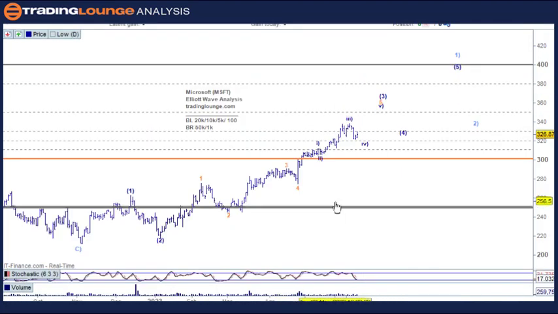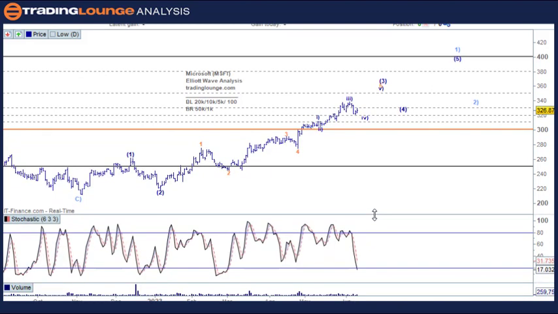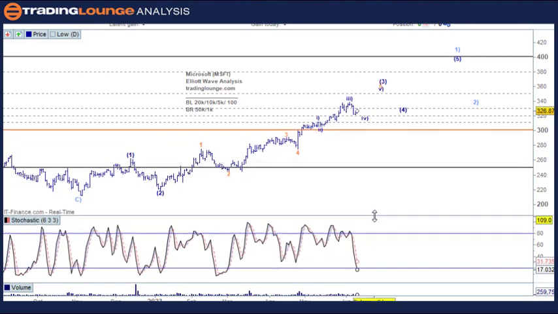And Microsoft, so the same sort of AI thing happening here in that regard, of course, and we've got stochastics pulling back.